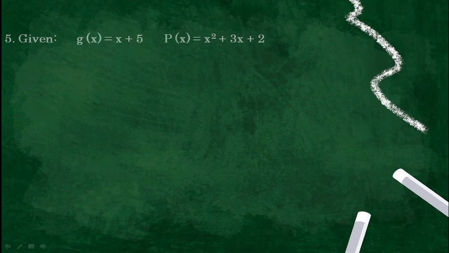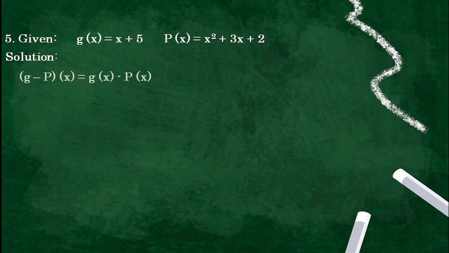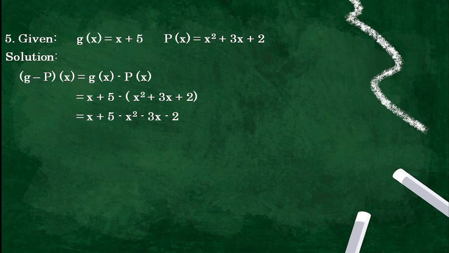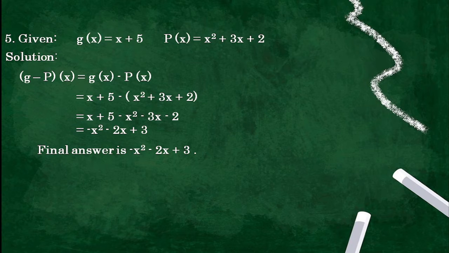And lastly, given number 5, g of x equals x plus 5 and p of x equals x squared plus 3x plus 2. Substitute g with x plus 5 and p with x squared plus 3x plus 2. Apply copy-cha-cha on the second function, which is p of x, and after that, we combine and then we simplify. Our final answer is negative x squared minus 2x plus 3.